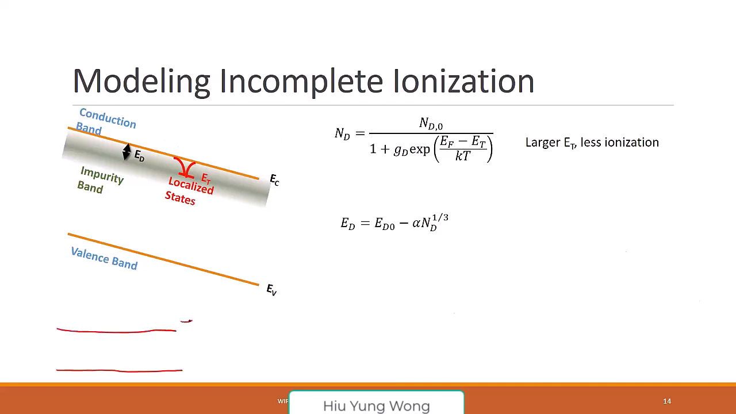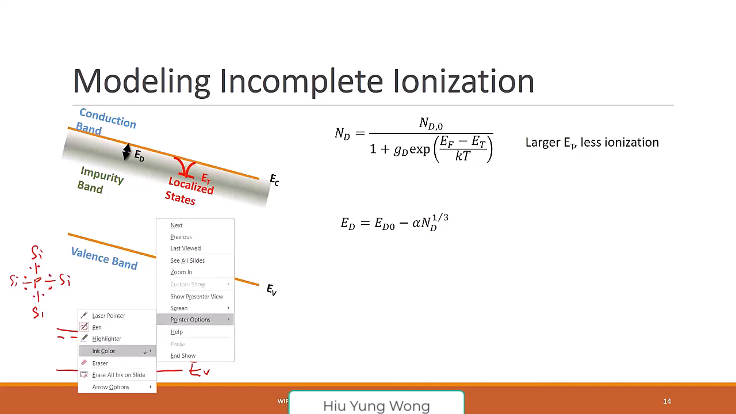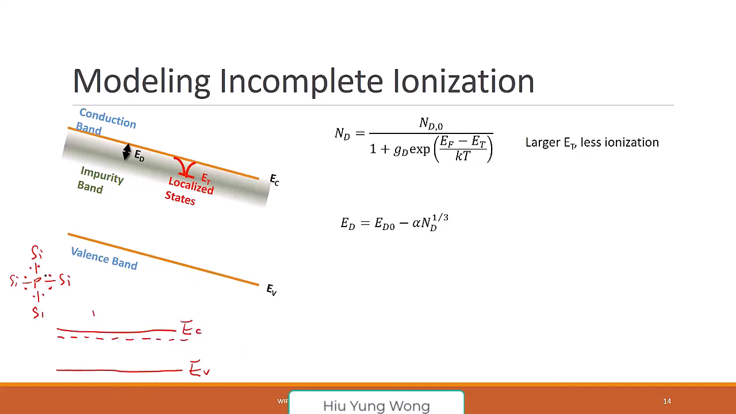This is the band gap, EC, EV, right? We always say that, oh, if I dope it, each of these can be a phosphorus, right? Silicon, phosphorus, silicon. We have an impurity, a dopant, to make it for doping, right? So we have two electrons here, two electrons here, and then we have one extra electron, right? That was the picture that we had before.